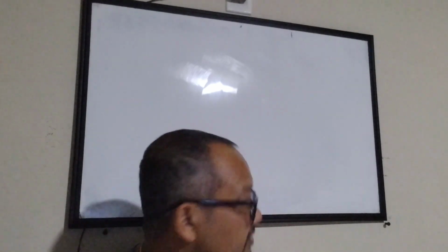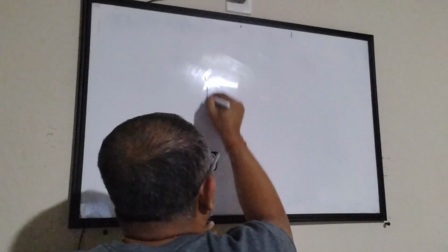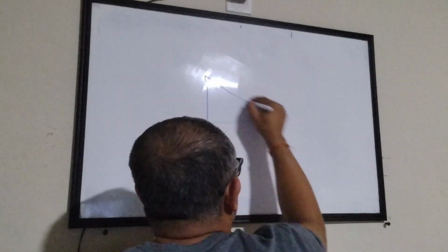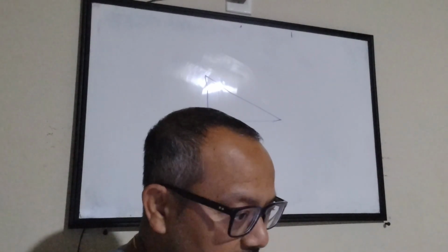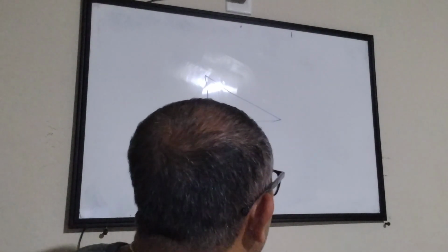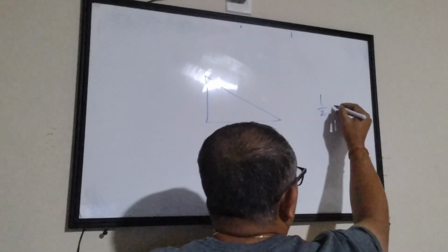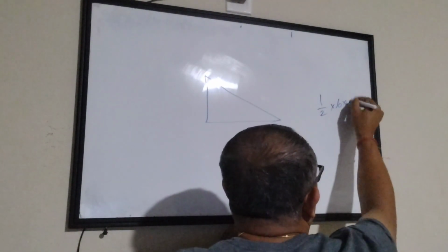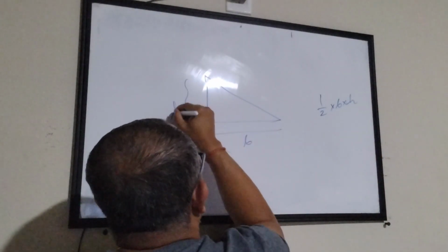So now let's go to the next part, which is finding out the area of shapes. This is a right angle triangle. How much is the area of a right angle triangle? Any triangle for that matter, right? We know that it's 1/2 into base into height, meaning if this is base and this is height.